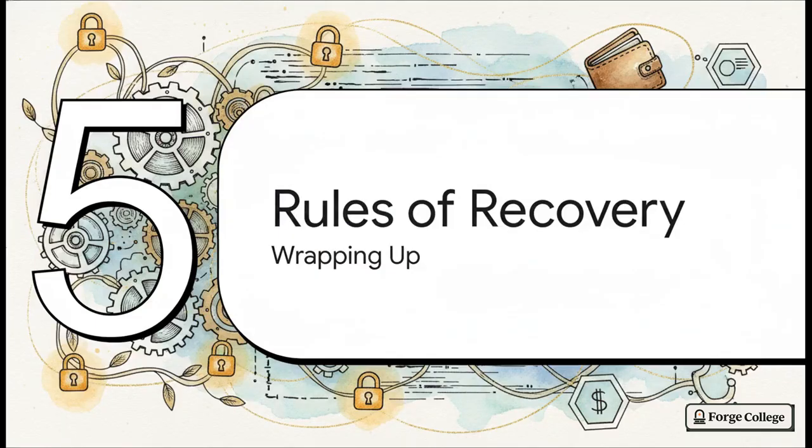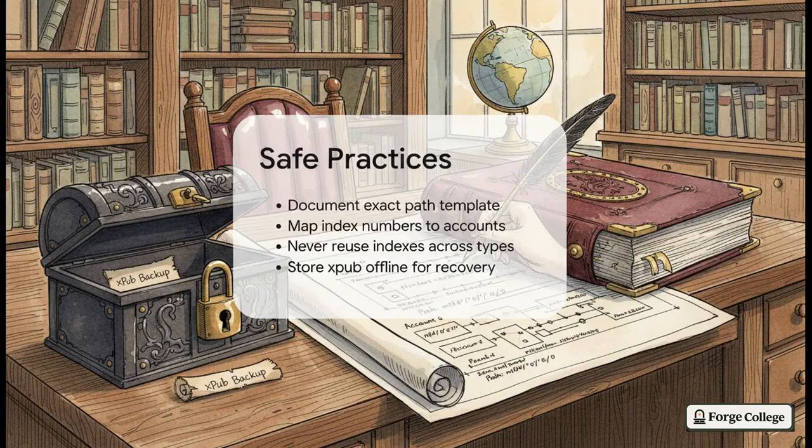Almost done. Section 5, Golden Rules of Recovery. Let's wrap things up. Before we pack up our workspace and wash the digital grease off our hands, we need to lock in some safe derivation practices. Always document your exact path template. Map your index numbers to specific accounts, like maybe index 0 is your savings, index 1 is your checking, you get the idea. Also, never reuse indexes across different account types because that is just asking for a massive accounting headache later on. And finally, store your XPub offline as a recovery artifact.